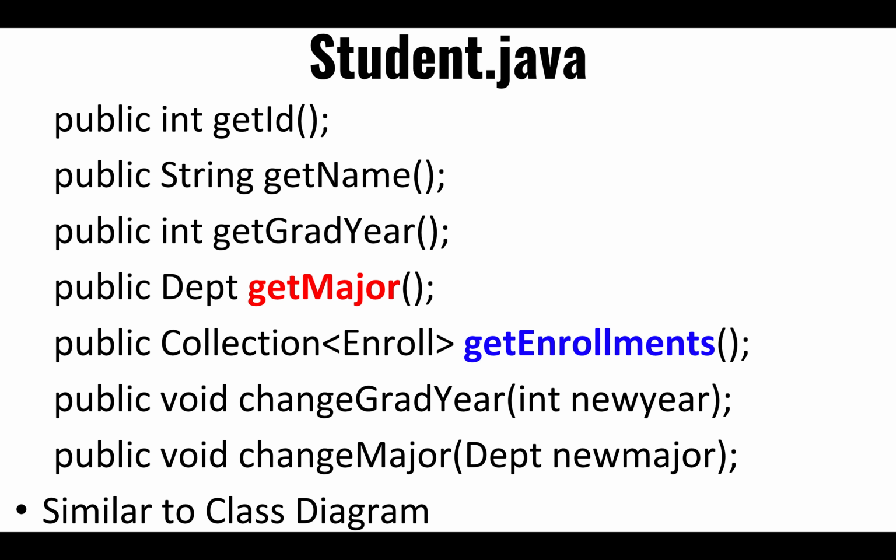Notice that it would be very, very expensive if I ask for 1,000 students and I have 1,000 instances, and each instance has an instance of the department. That would be very expensive. And each student would have instances of all the enrollments also in the objects.